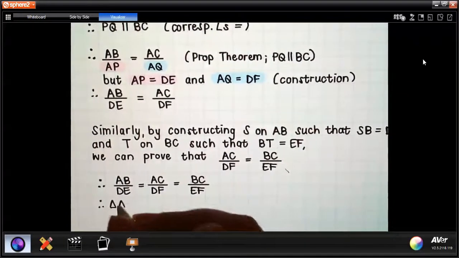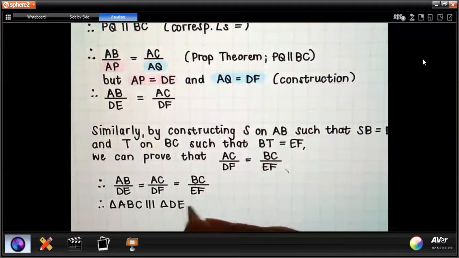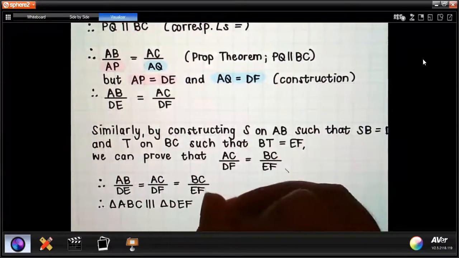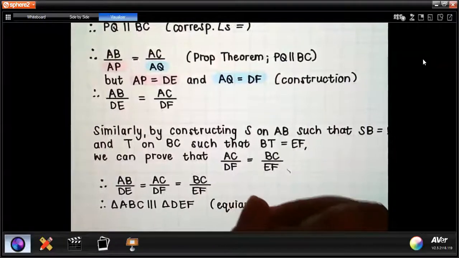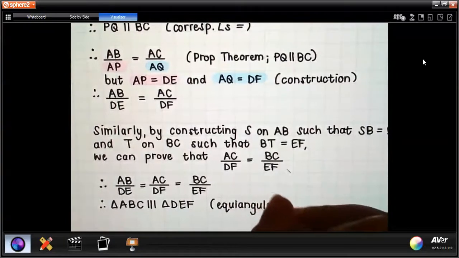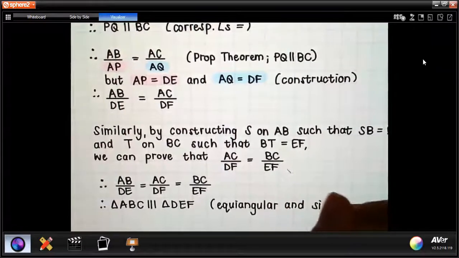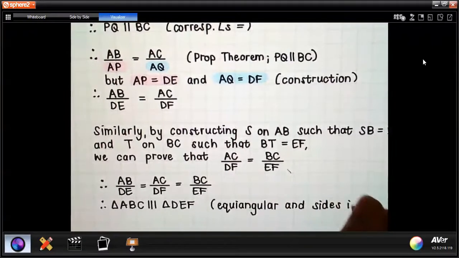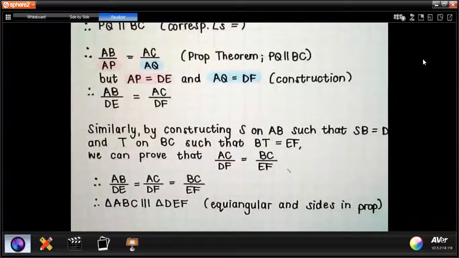triangle ABC is similar to triangle DEF. And what I would like you to write is equiangular and sides in proportion. Okay, that is the end of the proof.